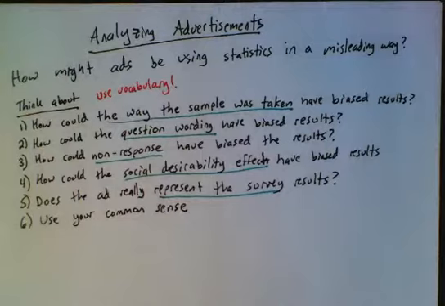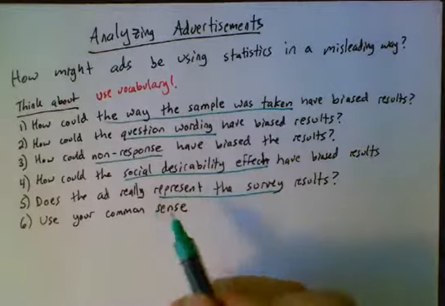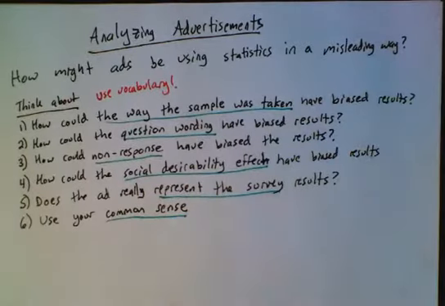First of all, how could the way the sample was taken have biased the results? How could the question wording have biased the results? How could non-response have biased the results? How could the social desirability effect have biased results? Also, does the ad really represent the survey results like it claims to? Because sometimes they don't. And also, just use your common sense. Is there anything that just seems wrong about the advertisement?